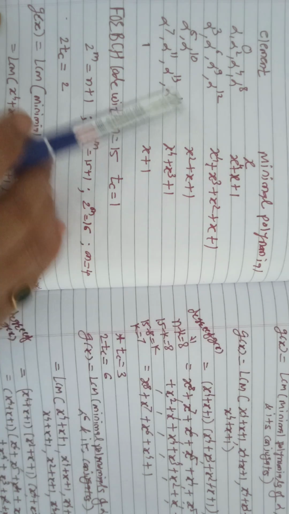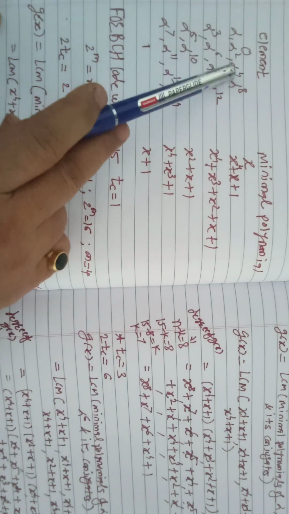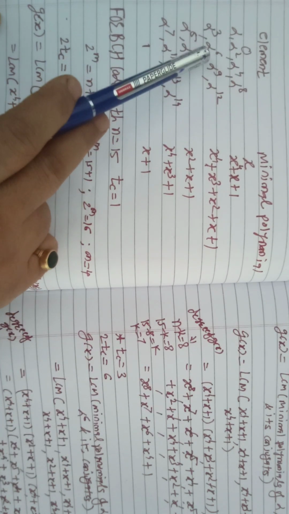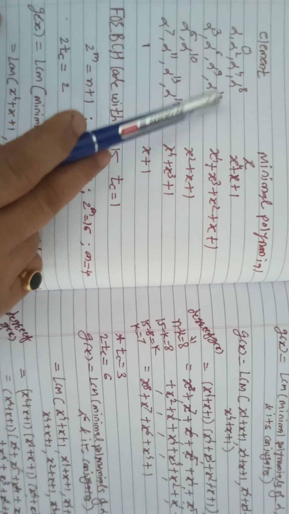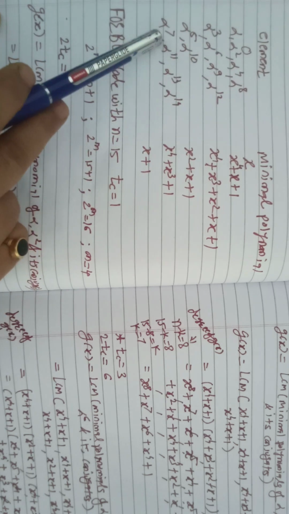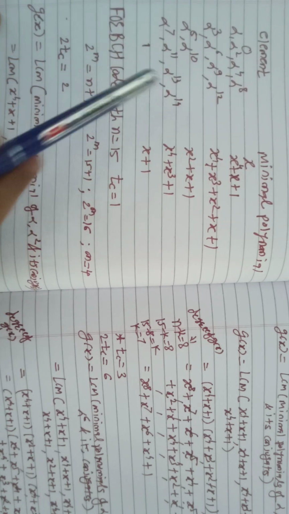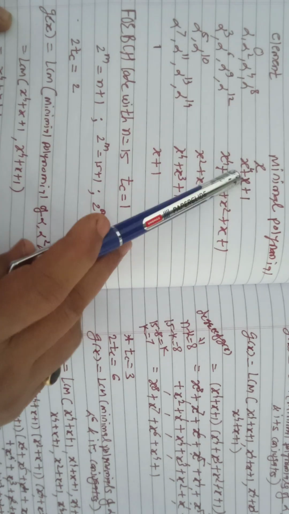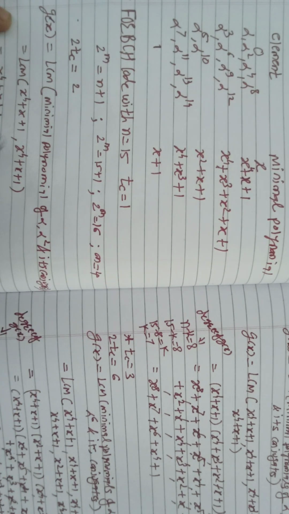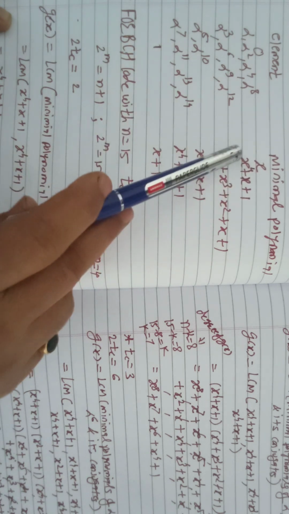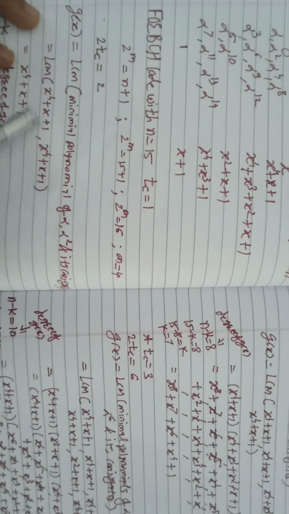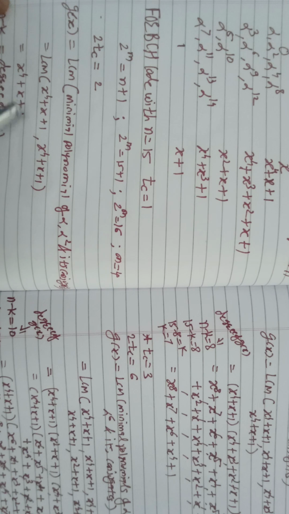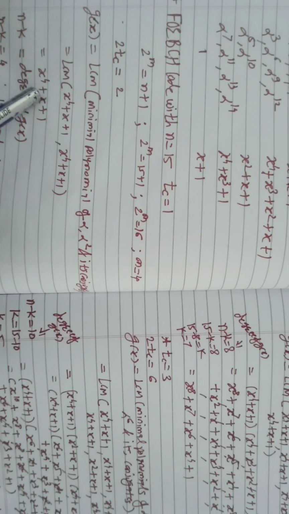What are conjugates? Alpha's conjugates are alpha square, alpha 4, alpha 8. Alpha 3's conjugates are 6, 9, 12. 5's conjugates are 10. 7's conjugates are 11, 13, 14, likewise. The minimal polynomial of alpha is x raised to 4 plus x plus 1, and of alpha square is also x raised to 4 plus x plus 1. So the LCM of these two is x raised to 4 plus x plus 1. So this is the Gx.